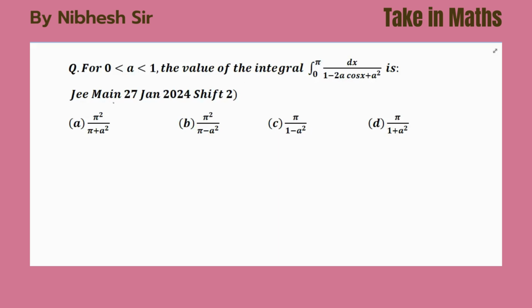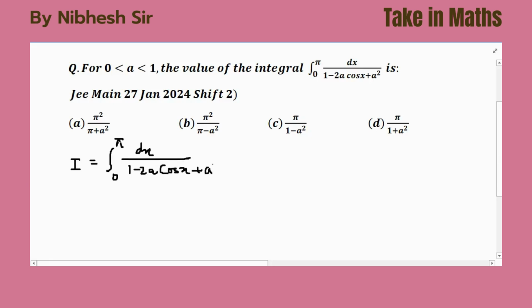इस वीडियो में इंटीग्रेशन, डेफिनेट इंटीग्रेशन का क्वेश्चन, जो जनवरी 27, 2024 शिफ्ट 2 में पूछा गया था। इंटीग्रेशन है 0 to पाई dx बाई 1 माइनस 2a cos x प्लस a स्क्वायर। इस क्वेश्चन को सॉल्व करने का क्या तरीका होगा? सो हियर वी हैव द इंटीग्रेशन 0 to पाई dx बाई 1 माइनस 2a cos x प्लस a स्क्वायर, राइट? और यहाँ पे प्रॉपर्टी जो यूज़ होना है सबसे पहले वो है प्रॉपर्टी क्या?